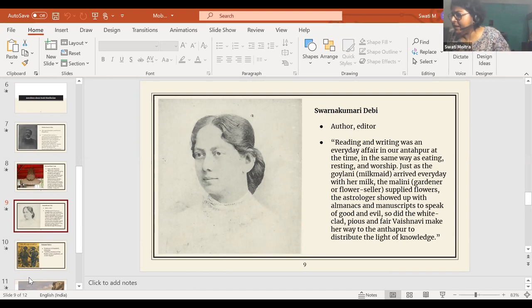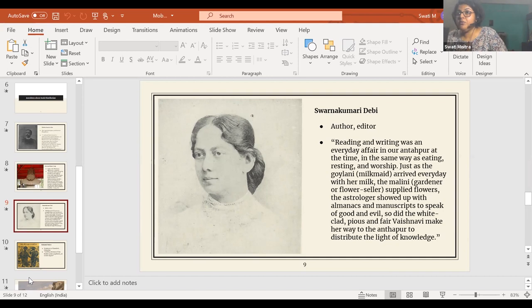And so she says that reading and writing was an everyday affair in our Antapur at the time, in the same way as eating, resting, and worship was. Just as the Goilani, or the milkmaid, arrived every day with her milk, the Malini, the gardener or the flower seller, supplied flowers. The astrologer showed up with almanacs and manuscripts to speak of good and evil. So did the white-clad, pious and fair Vaishnavi make her way to the Antapur to distribute the light of knowledge.